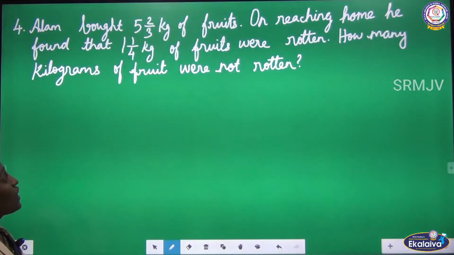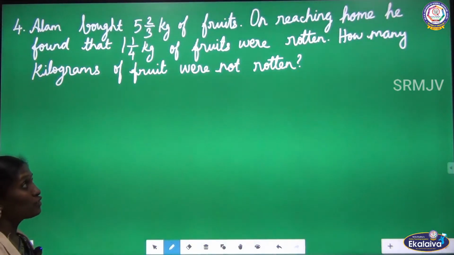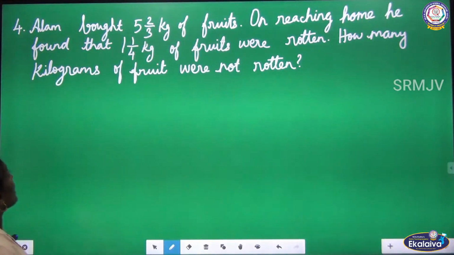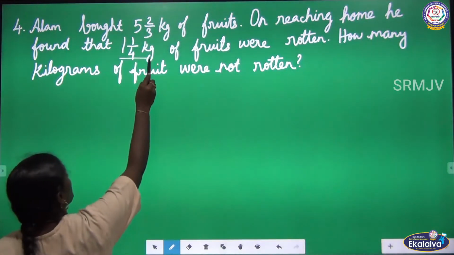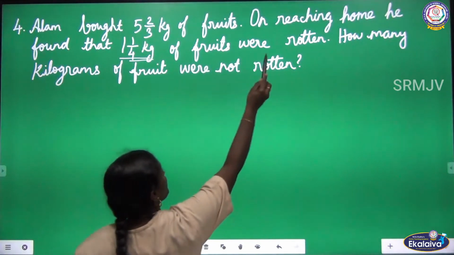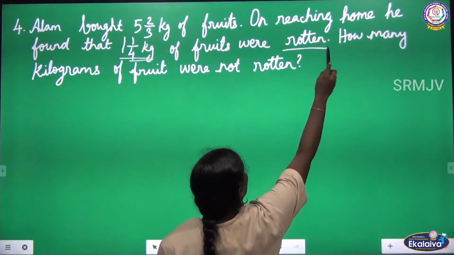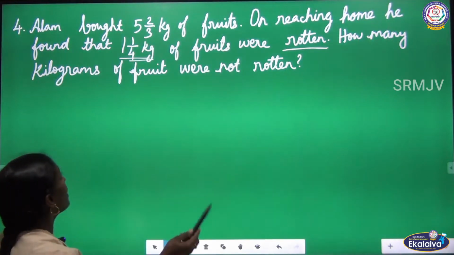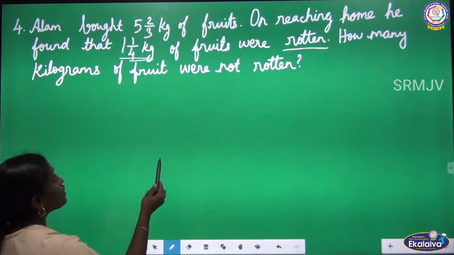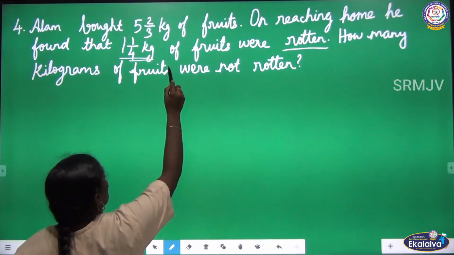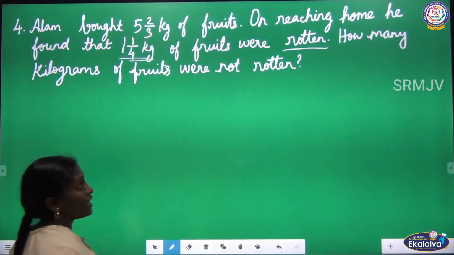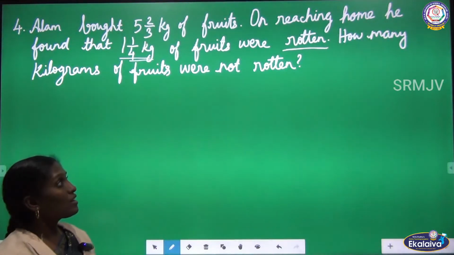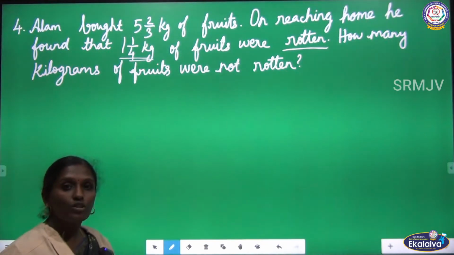Alam bought 5 2/3 kilogram of fruits. On reaching home, he found that 1 4/5 kilogram of fruits were rotten. Okay, spoiled. Rotten means the fruits were spoiled. How many kilograms of fruits were not rotten? We are going to find the remaining fruits which are in good condition.